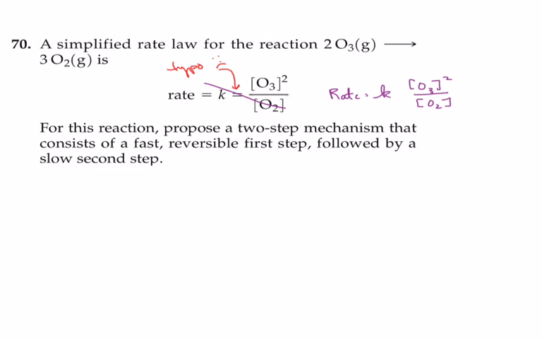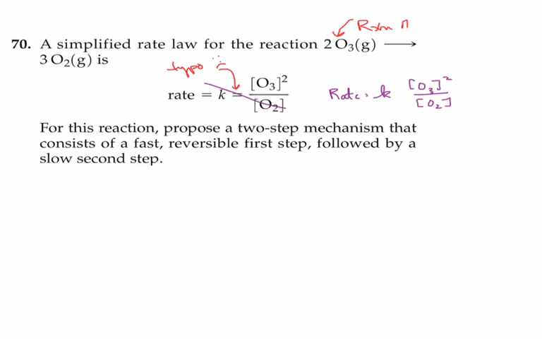So, anyway, this one actually does have a typo. It says rate is equal to K is equal to, and actually that second equals should not be there. That's a typo. So it should just be rate is equal to K, second order O3, which is ozone, first order O2.